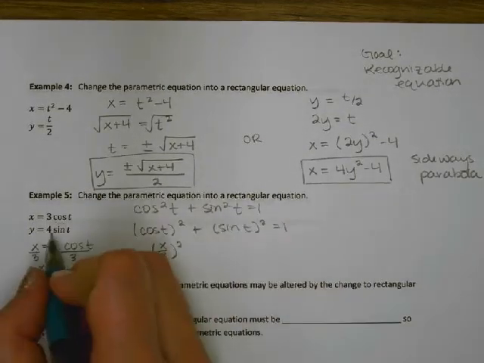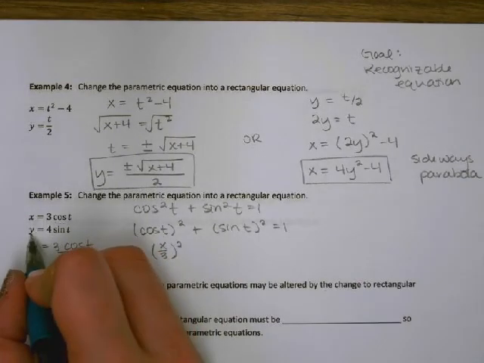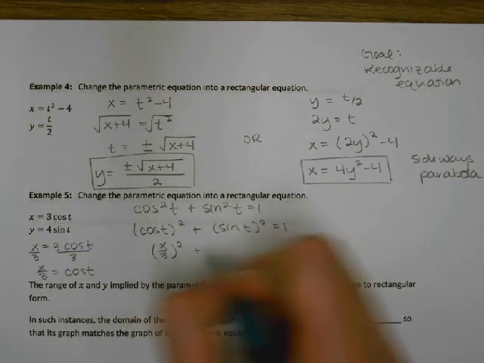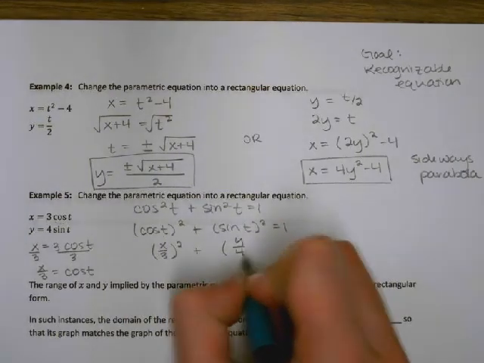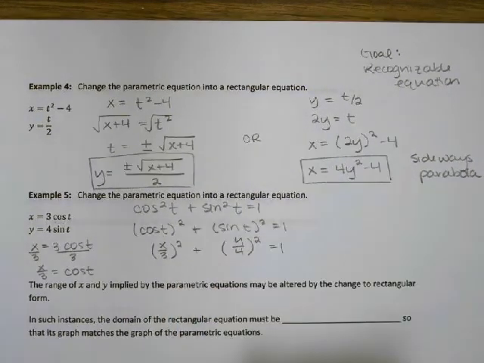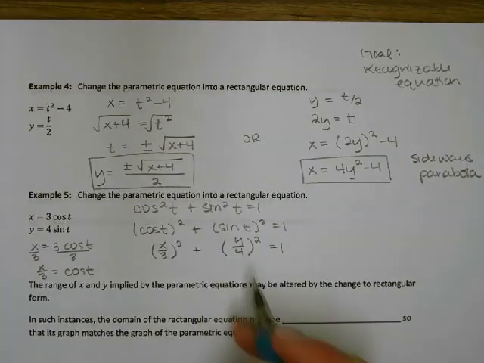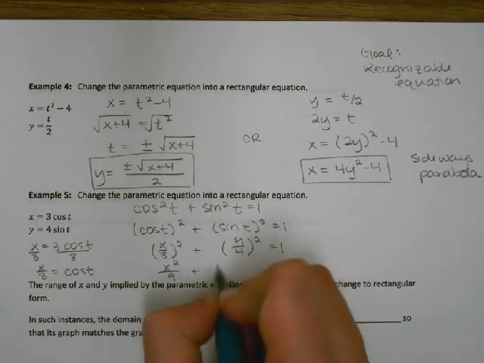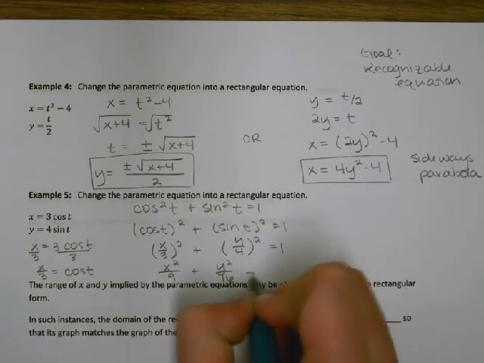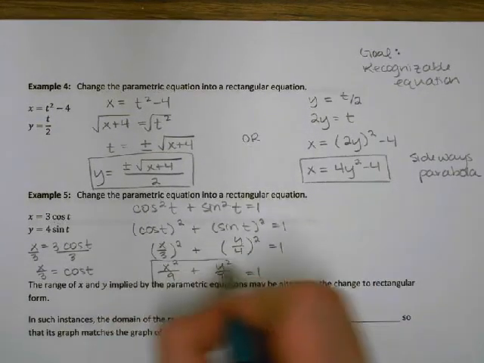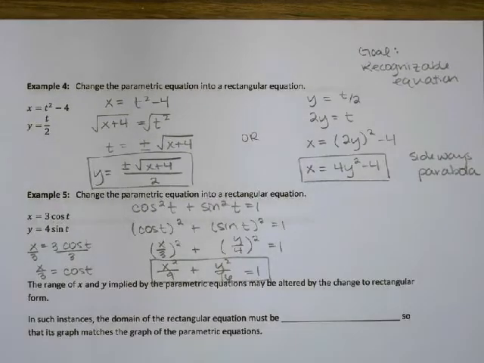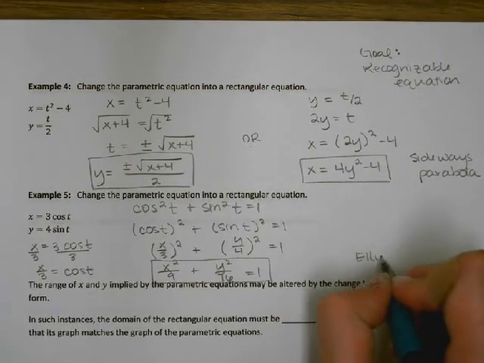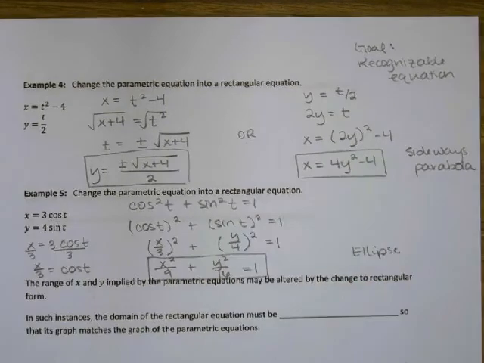Over here I could do the same thing. I could divide the 4 over to the other side, and then my sine t would be isolated. So I'm going to go ahead and write y divided by 4 squared. And if I get rid of the parentheses, that would give me x squared over 9 plus y squared over 16 equals 1. And depending on how well you remember conics, you may or may not recognize that that is an ellipse. So that is, in fact, a recognizable equation.